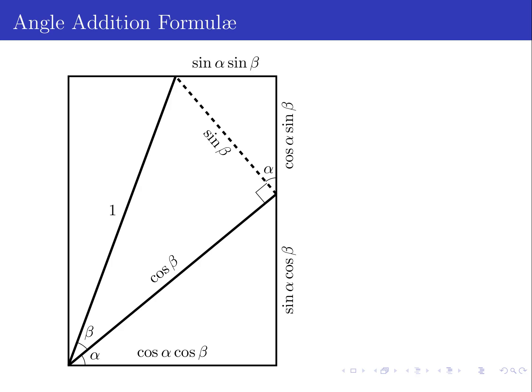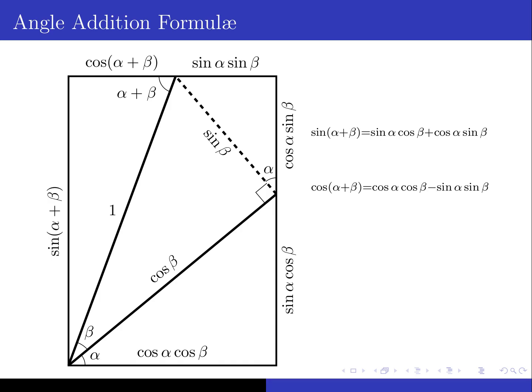Now, the top and bottom of the rectangle are parallel to each other. So this angle is just also alpha plus beta. And now, perhaps hanging upside down, we can get the lengths of the sides of the triangle on the left. And just knowing that the opposite sides of a rectangle are the same length, we get these angle addition formulae.